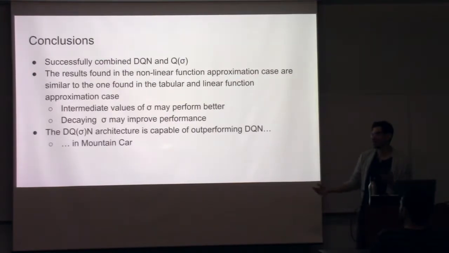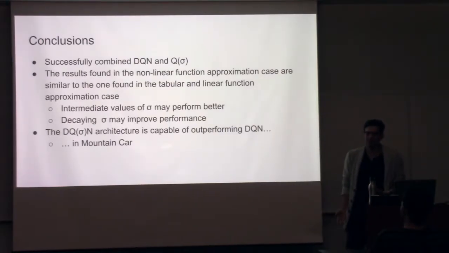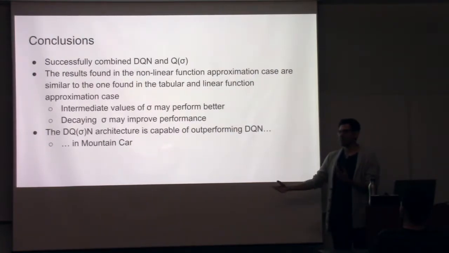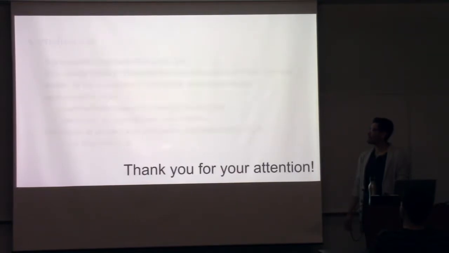However, it's also important to keep in mind that it was just mountain car. It's a very simple environment. So there's a lot of work to be done if we really want to show that there's any merit to the DQ sigma architecture, but this is a very good beginning for it. This actually shows promising evidence that we might expect better performance using the DQ sigma network in a more complicated environment. And that's it. Thank you.